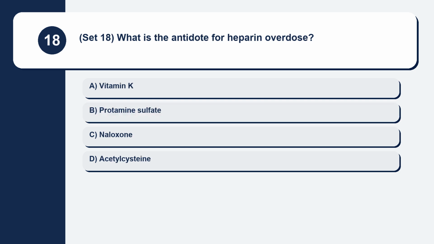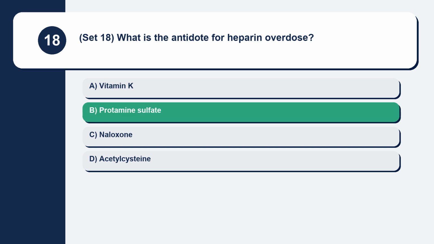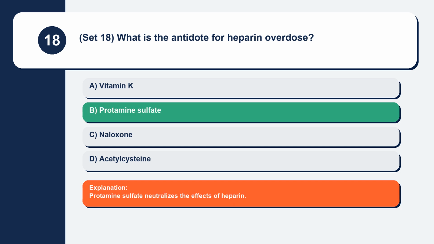Question 18. Set 18. What is the antidote for heparin overdose? Vitamin K, protamine sulfate, naloxone, acetylcysteine. Protamine sulfate neutralizes the effects of heparin.